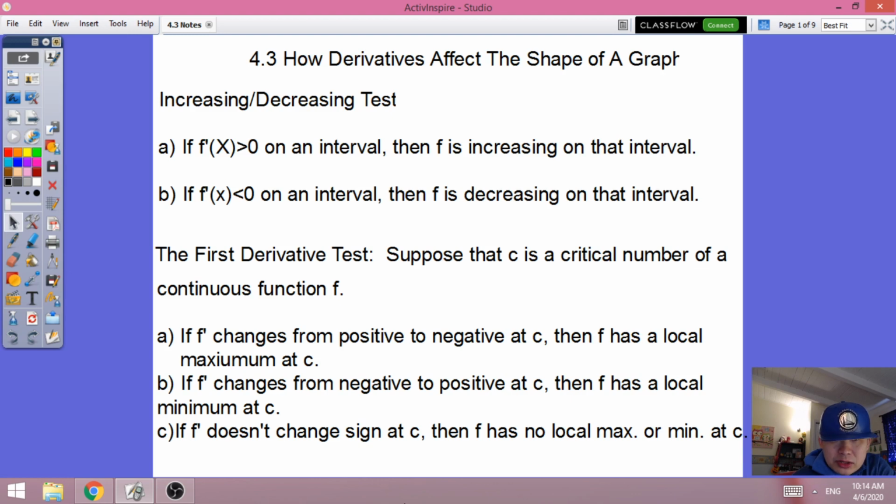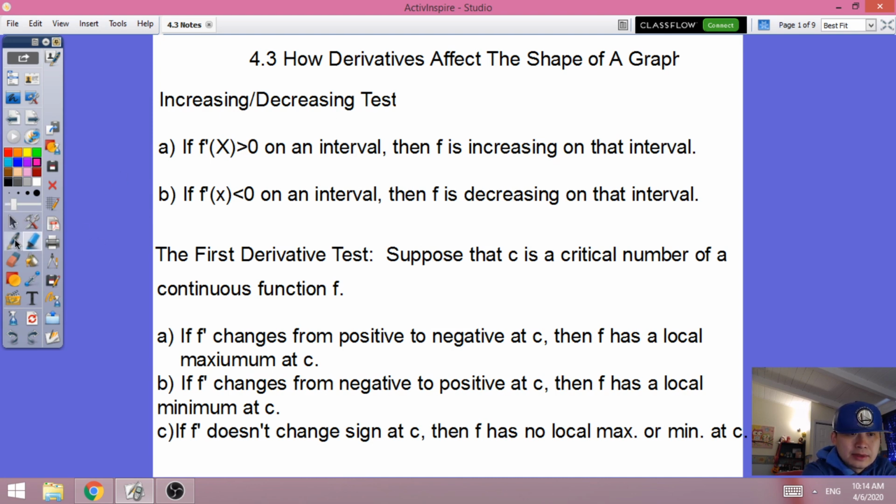And here's the definition of the first derivative test. Suppose that c is a critical number of a continuous function f. If f prime changes from positive to negative at c, then f has a local maximum at c. What this is saying is that if the function is increasing and then decreasing, then you'll see the local max. Let me show you the graph for this one.